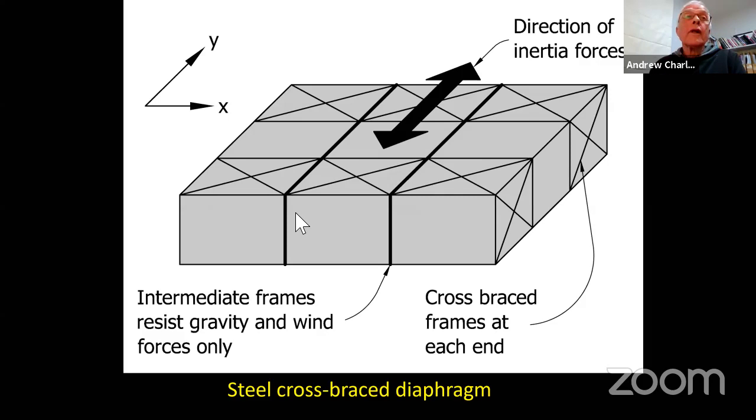And so in this scenario, the intermediate frames of this roof, here and here, are designed just to resist gravity and wind uplift, not earthquake. And so the earthquake forces have to be transferred sideways past these frames and down into the bracing at each end of the building. So this is an example of a cross-braced diaphragm that we very often use.